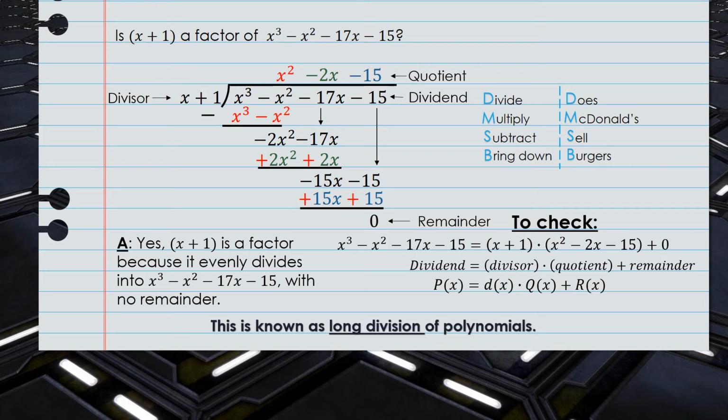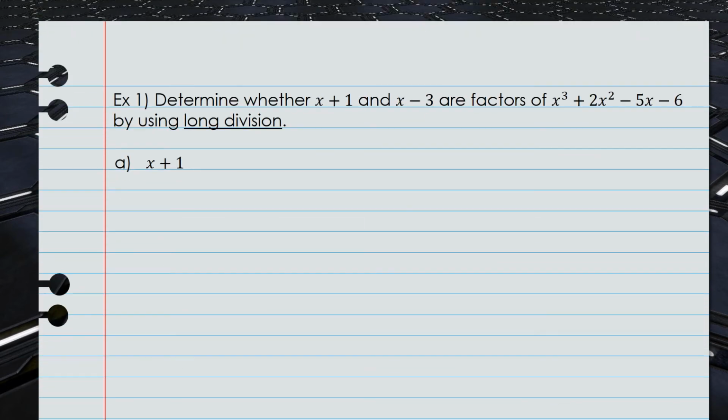Let's look at an example. Example 1, determine whether x plus 1 and x minus 3 are factors of x cubed plus 2x squared minus 5x minus 6 by using long division. So for part A, we are going to see if we can divide x plus 1 into this expression. Now remember our steps. We start with the division. X cubed divided by x gives us x squared.